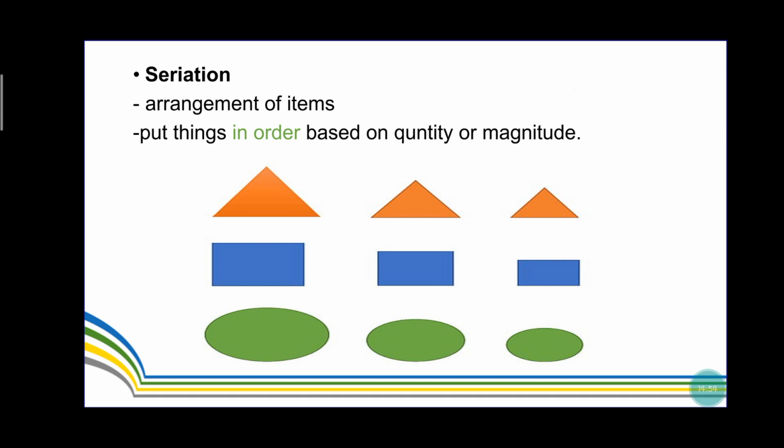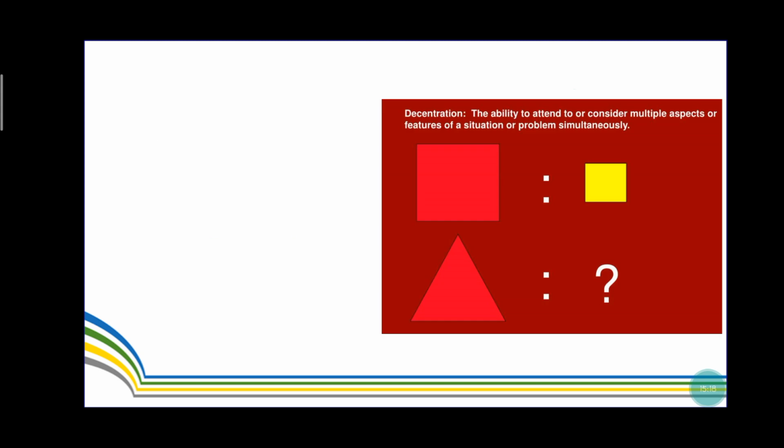So this involves the ability to mentally arrange items along a quantifiable dimension, such as height or weight, like arranging from smallest to biggest, just like the example, from biggest to smallest. Okay, so remember, seriation, the arrangement of items from smallest to biggest.